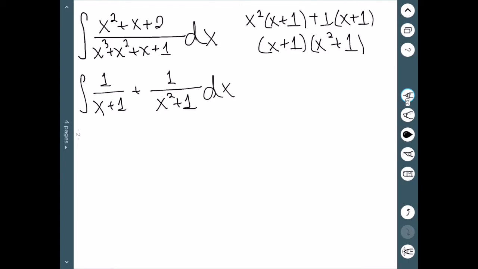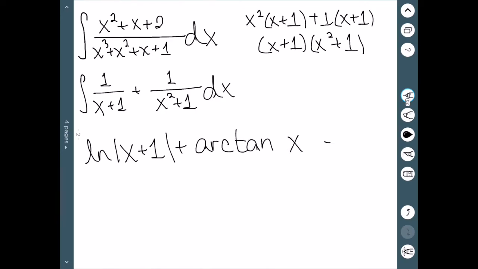Integrating this, the integral of 1 over x plus 1 is ln of x plus 1. And the integral of 1 over x squared plus 1 is inverse tangent, so arctan of x, and then plus c.